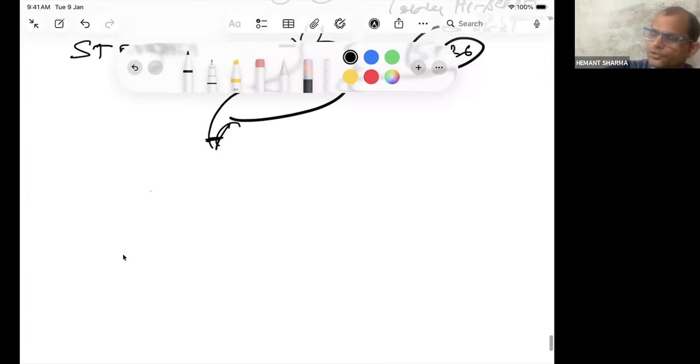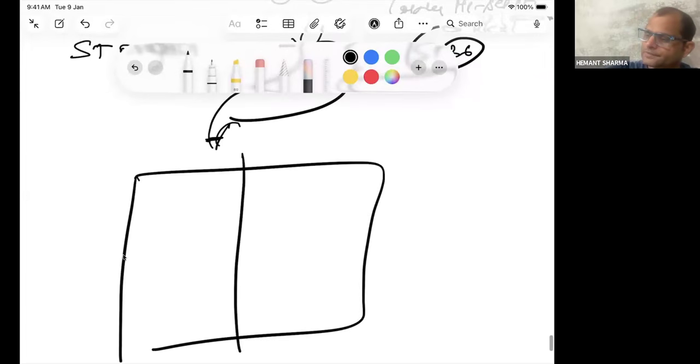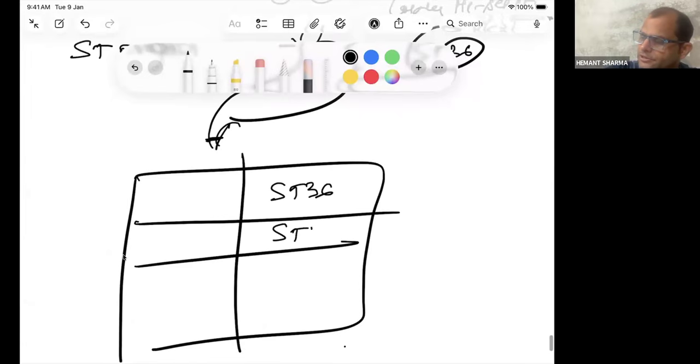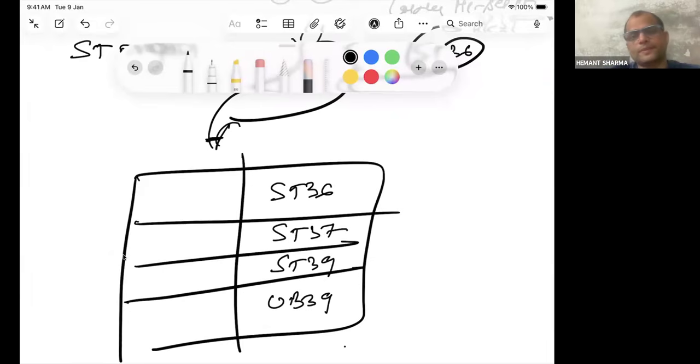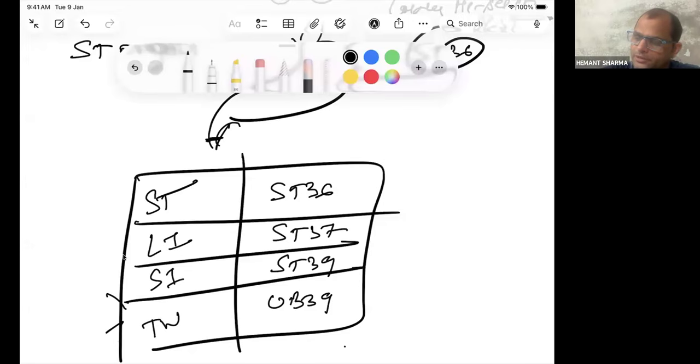So I have given 4 or 5 points. Stomach 36, stomach 37, stomach 39, and urinary bladder 39. Stomach 36 can heal the stomach. Stomach 37 can heal the large intestine. Stomach 39 can heal the small intestine. And urinary bladder 39 can heal the triple warmer. Triple warmer means upper warmer, middle warmer, lower warmer.